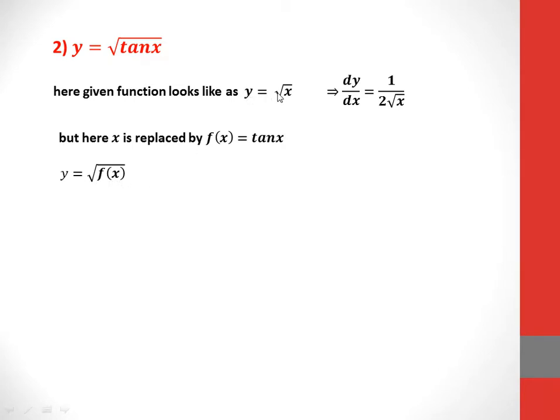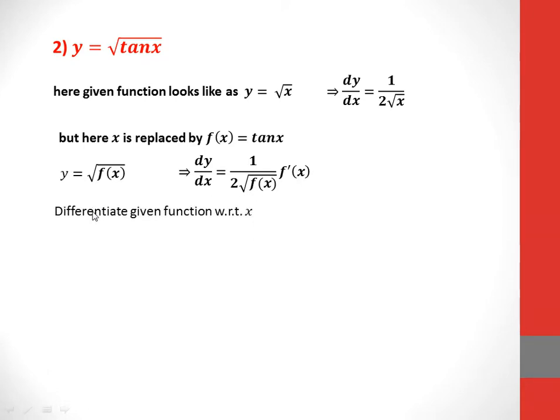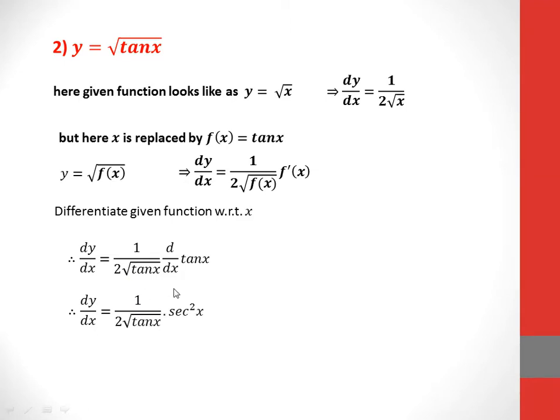Now see, if y is equal to root x, then the derivative is 1 upon 2 root x. If y is equal to root of f of x, then what will be the derivative? See here, it is 1 upon 2 root f of x into f dash x. Okay, so remember this. Now if we differentiate the given function with respect to x, we get dy by dx is equal to 1 upon 2 root tan x into d by dx of tan x. So we get dy by dx is equal to 1 upon 2 root tan x into sec square x. The derivative of tan x is sec square x.